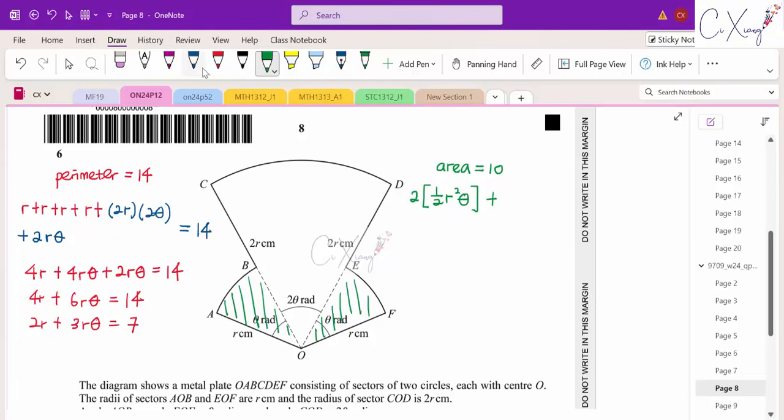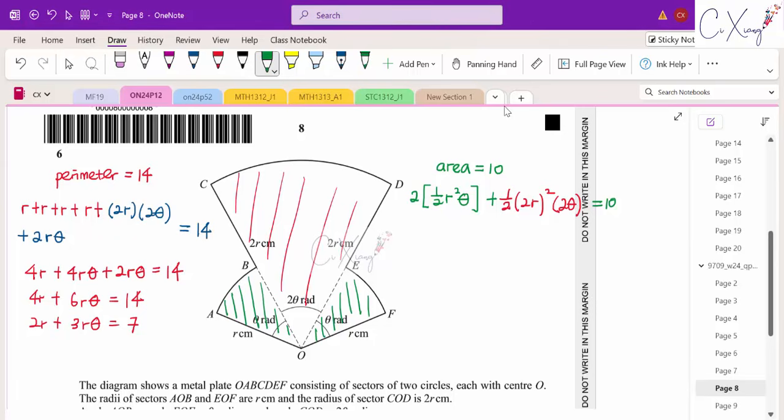Then plus, how about the area for the large sector here? The area for the large sector will be half r square, so r square here is 2r square, because the radius is 2r. And then theta here will be 2 theta, because the angle is 2 theta. And this whole equation equals 10 because the total area equals 10.